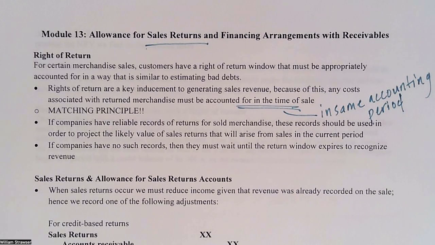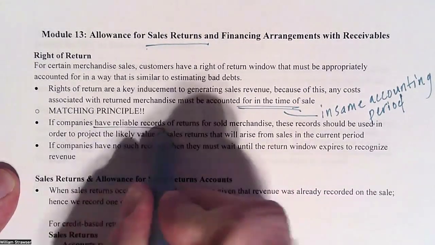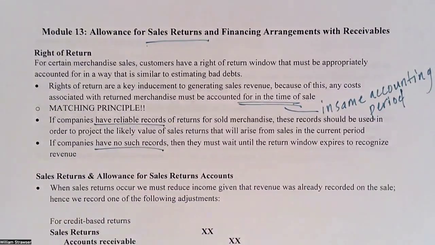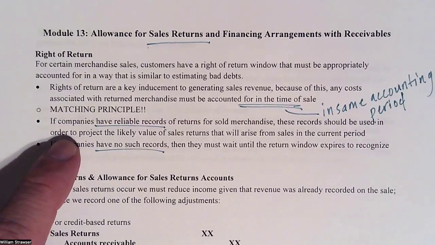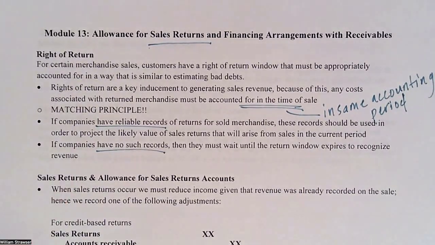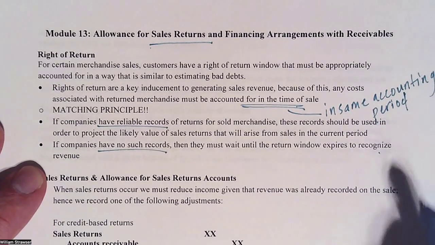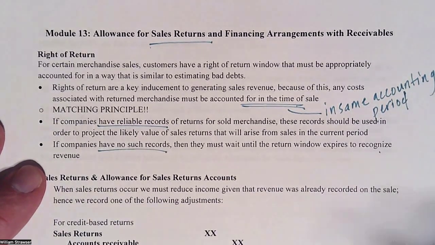So there's really two avenues here. Either the company has reliable records or the company has no reliable records recording how returns occur for the merchandise that they're selling. If they do have those reliable records, then those records are going to be used in order to project the likely value of sales returns, to make the estimate that will arise from all of the sales we made in this period. If we don't have those records, then they have to wait to actually recognize revenue from the sale until the right of return window expires.